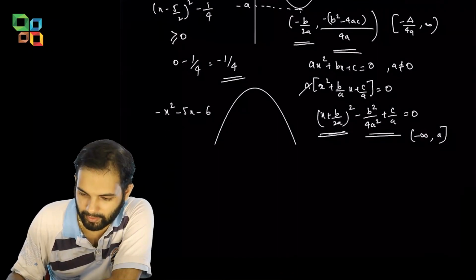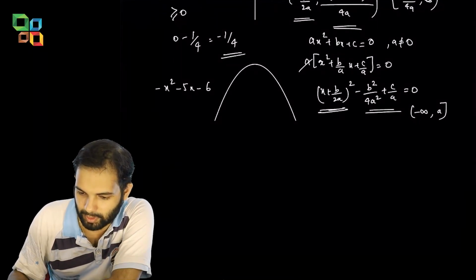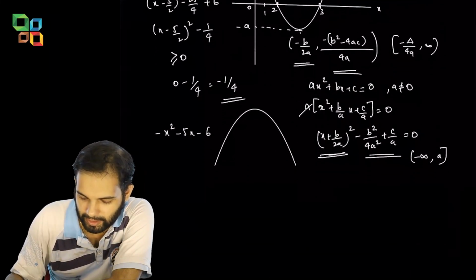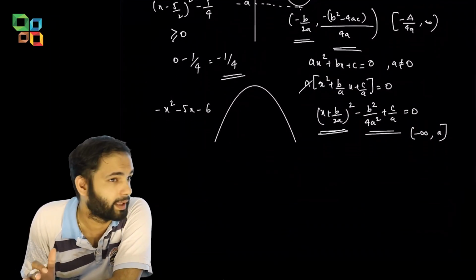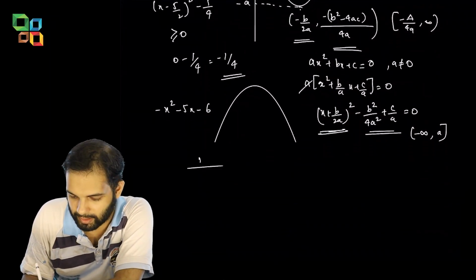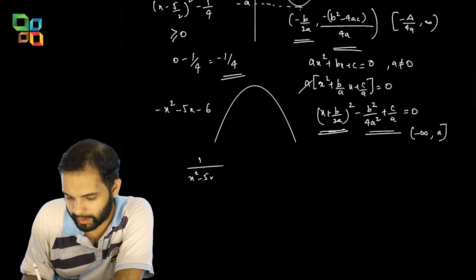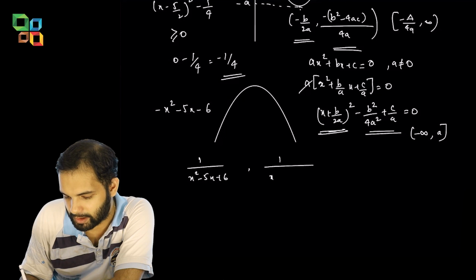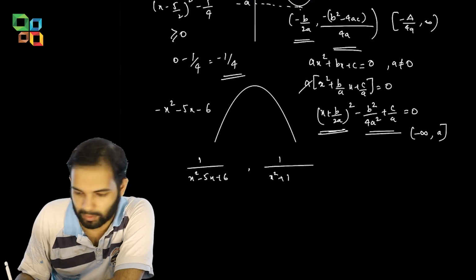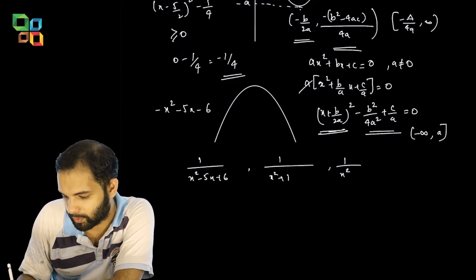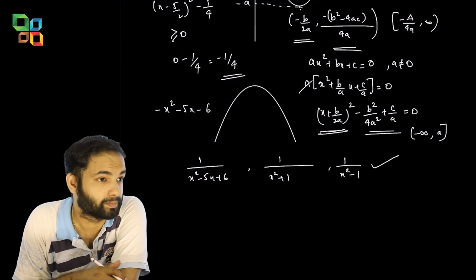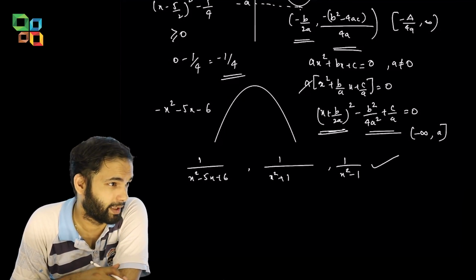Let's see some other special functions. If you want, you can try this out. Those who are interested are fine with quadratic equation. We can try this at home. x square minus 5x plus 6, right? 1 by x square plus 1 and 1 by x square minus 1. You can try these three problems. See what you are getting, domain and range.